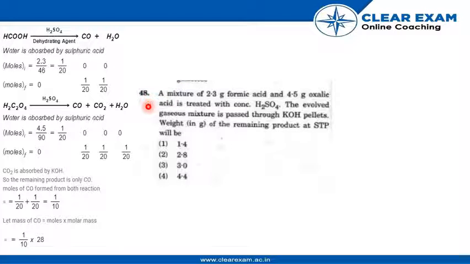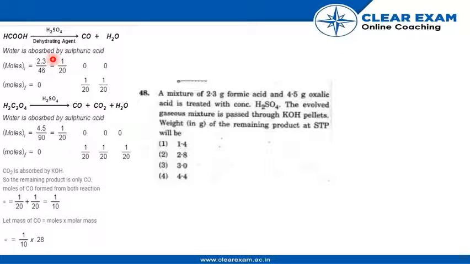Let's see question number 48. A mixture of 2.3 gram formic acid and 4.5 gram of oxalic acid is treated with concentrated H2SO4. The evolved gaseous mixture is passed through KOH pellets. Weight in gram of the remaining product at STP will be 1.4, 2.8, 3.0 or 4.4.